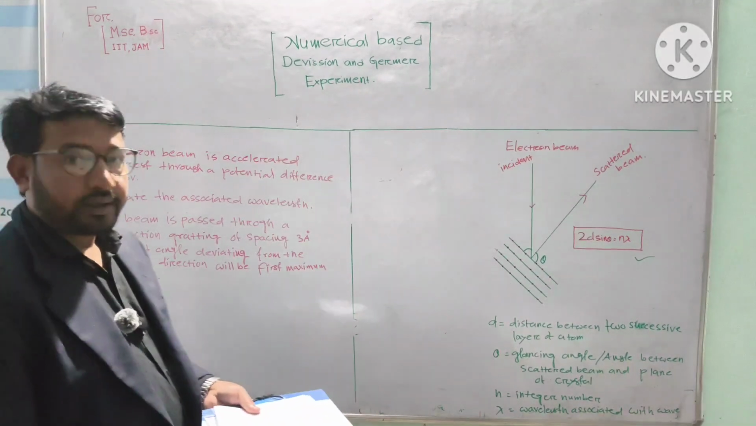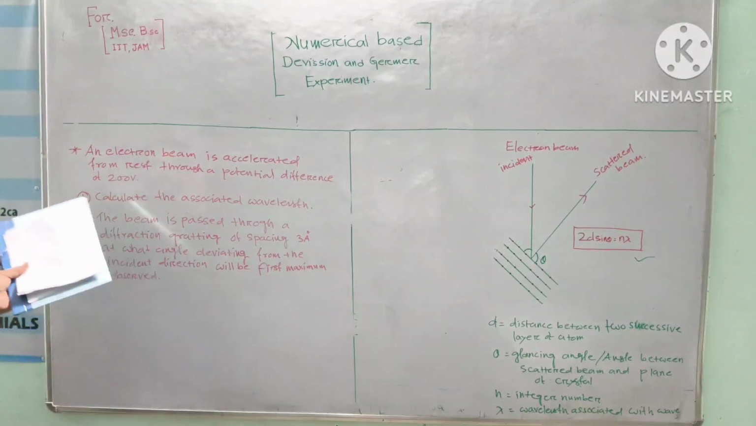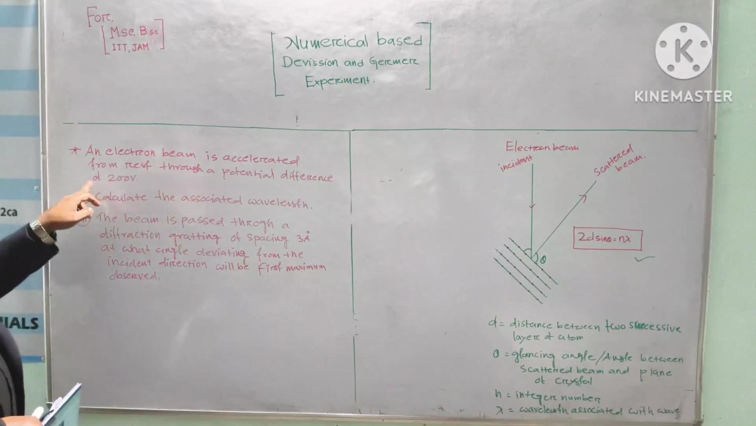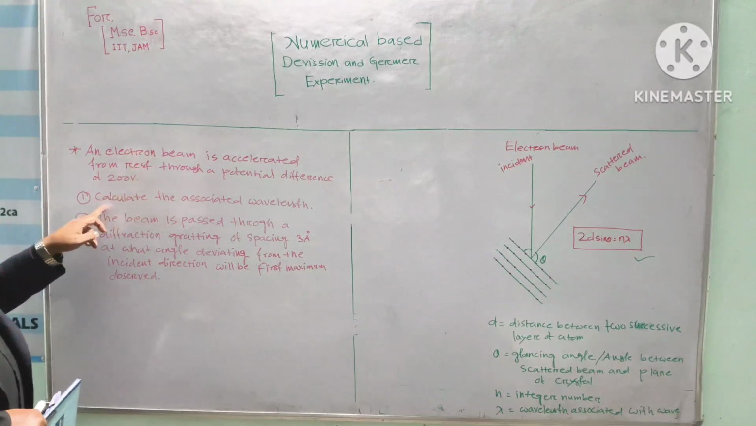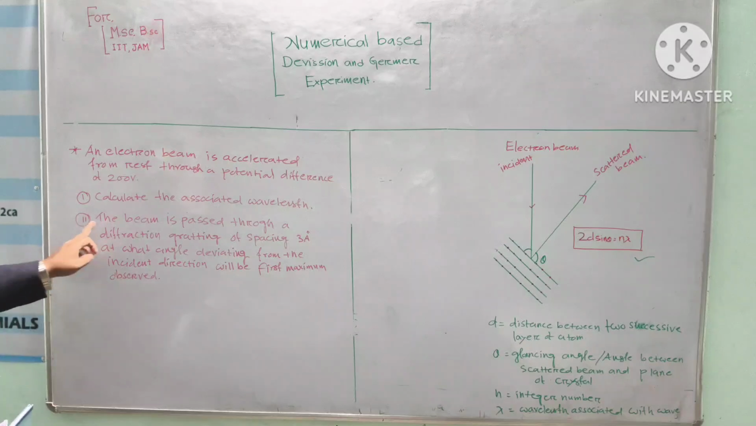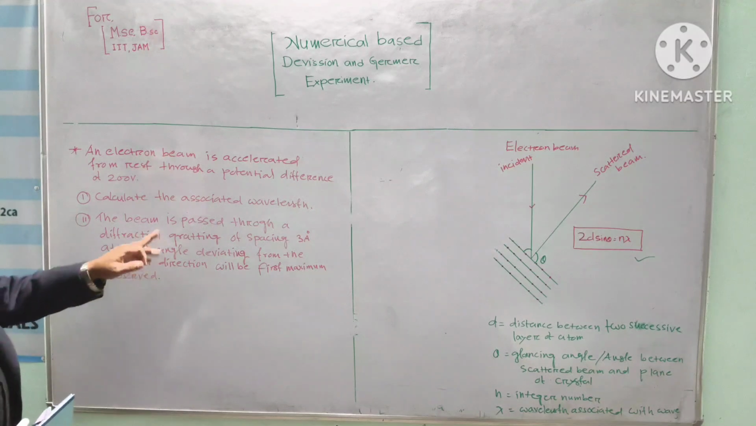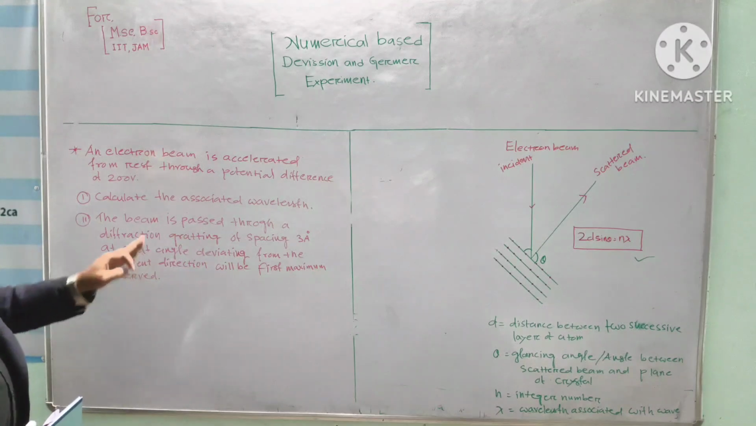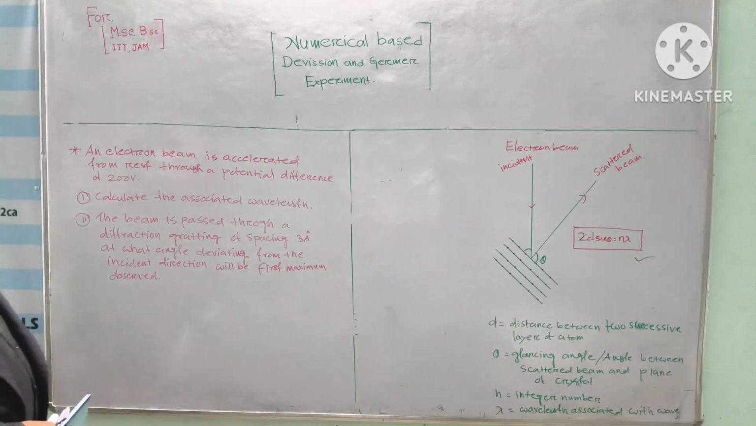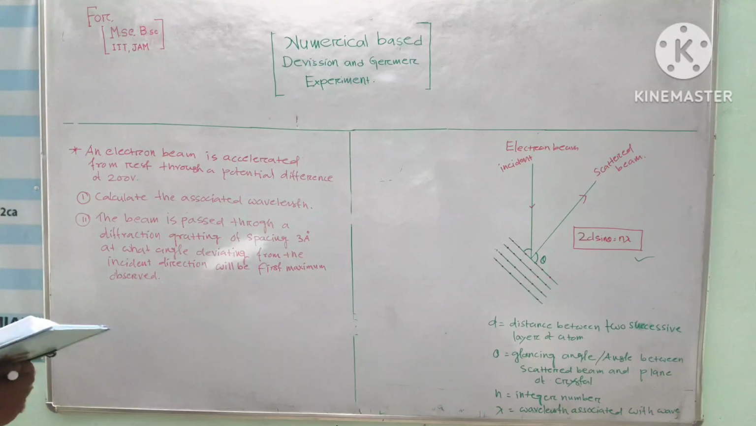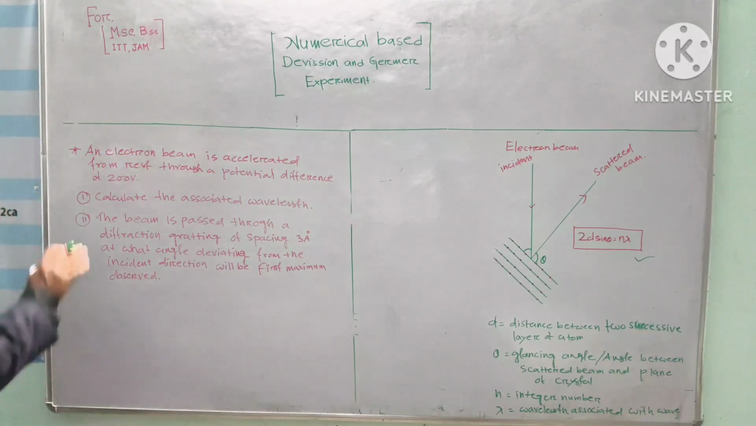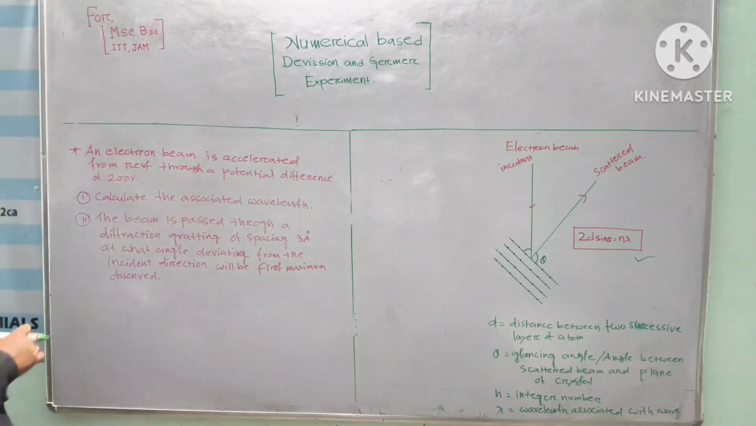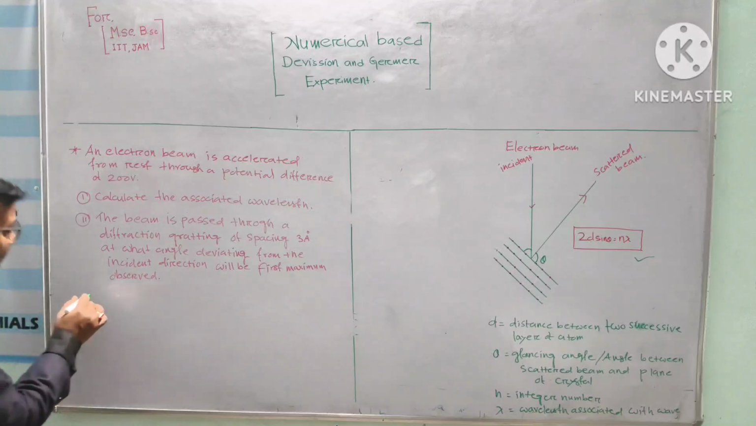Okay, our last numerical problem. The statement of this numerical: an electron beam is accelerated from rest through a potential difference of 200 volt. First part, calculate the associated wavelength, and second part, the beam is passed through a diffraction grating of spacing 3 angstrom. At what angle deviating from the incident direction will the first maximum be observed? Okay, so the given data of this question: generally this question consists of two parts. In the first part we are going to find out the wavelength. Okay, solution.